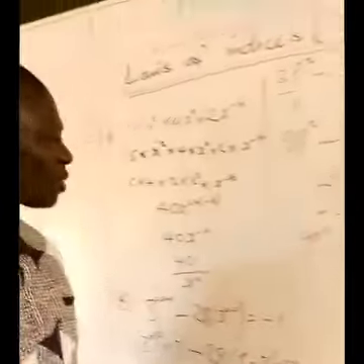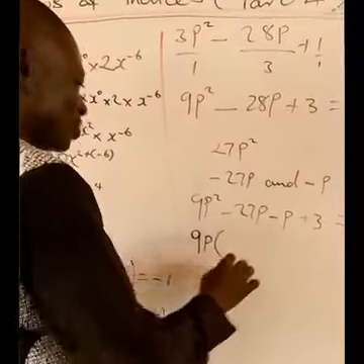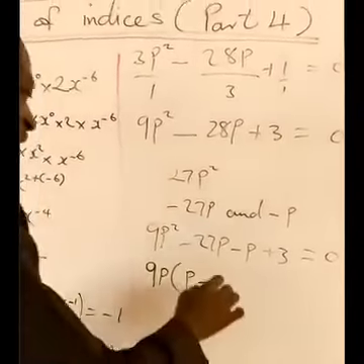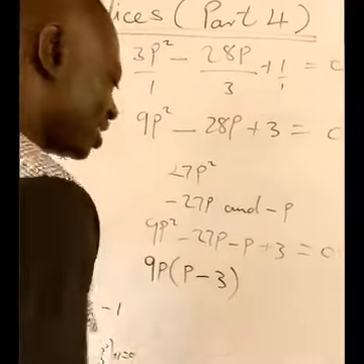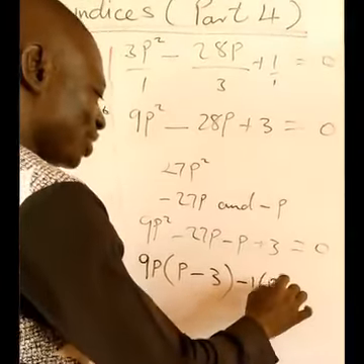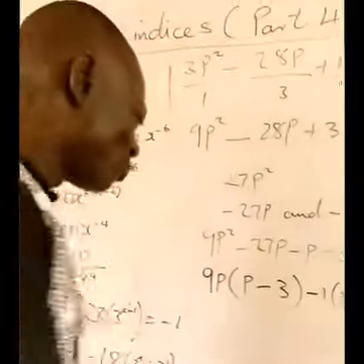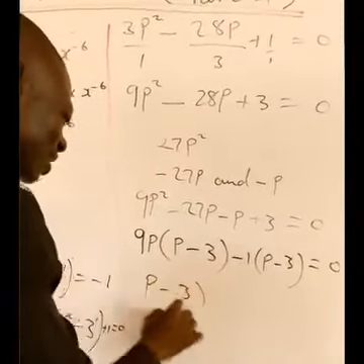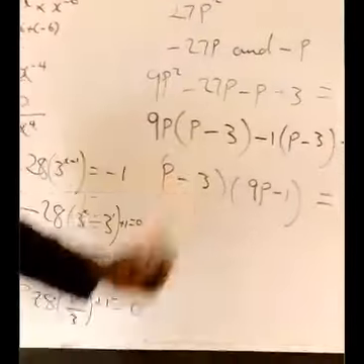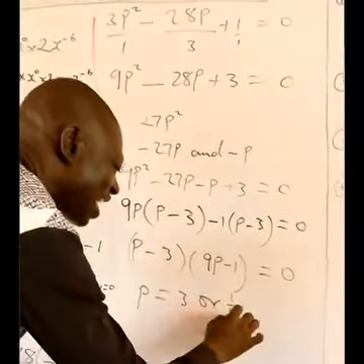By the time we get this now, all we are going to have is factorizing by grouping. 9p is here, 9p is here, we pick 9p out. 9p divided will give us p minus 3. Then we have minus 1 as HCF here. 1 into p minus 3 is equal to 0. So p minus 3 here is in the brackets. We pick p minus 3 bracket 9p minus 1 is equal to 0. That is the factorized expression. Then p is equal to 3 or 1 over 9.